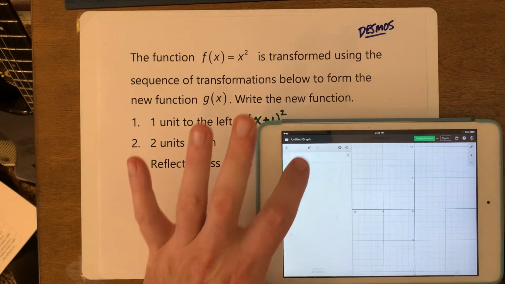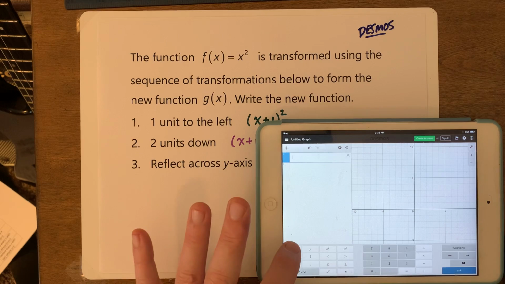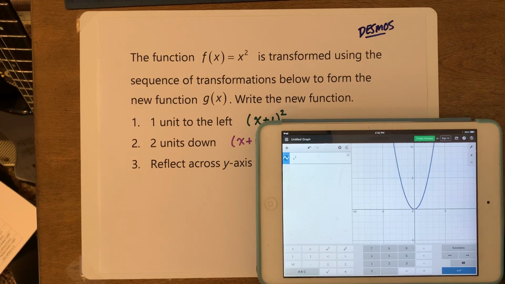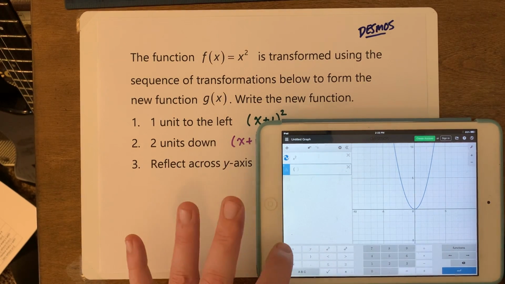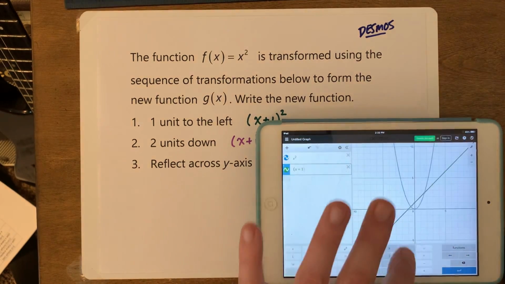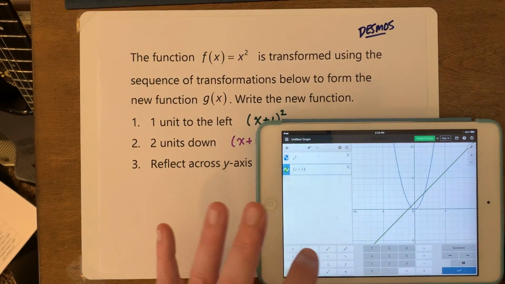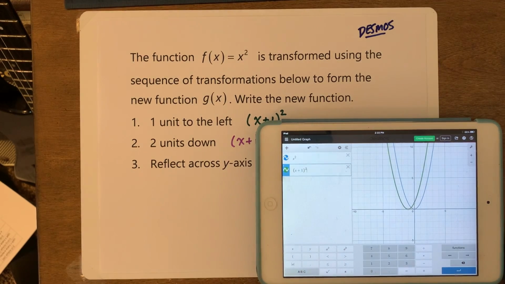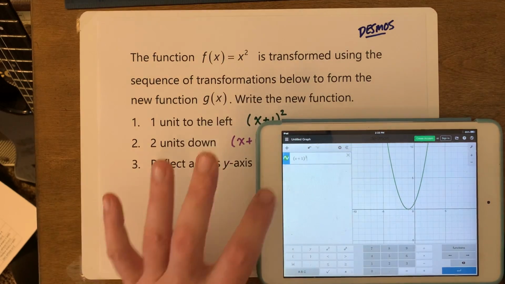All right, so first of all, we're going to start with our parent function, x squared, and there's our parabola. We're going to move it 1 unit to the left, so parenthesis, x plus 1, squared, and we do see that it moved it 1 unit to the left. Okay, so let's get rid of that first one.